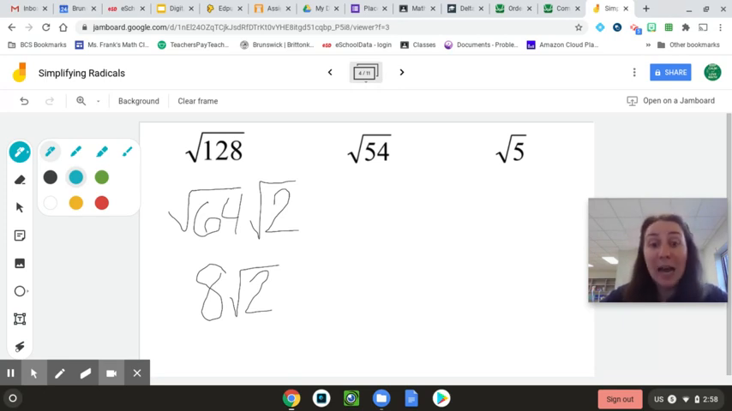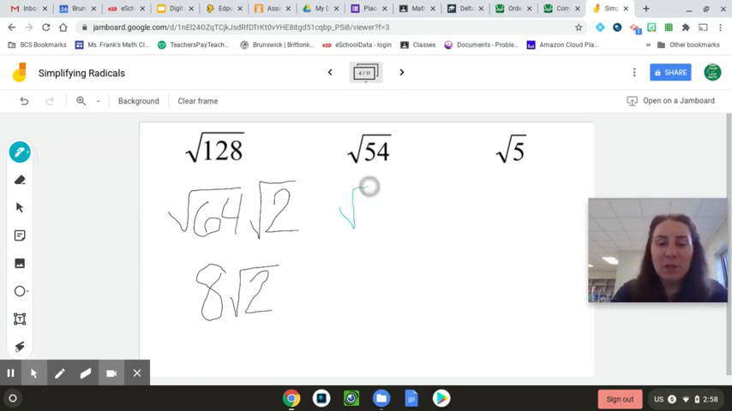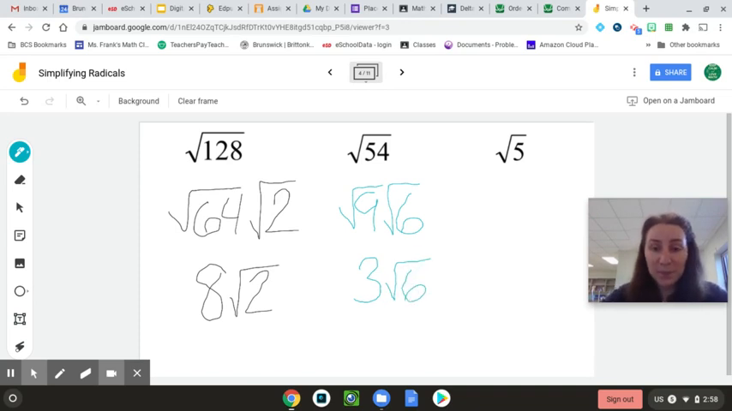So then we move on to 9. And 54 divided by 9 is a number you should know, right? We shouldn't need our calculator for that one. 54 divided by 9 is 6. So we can break this up into radical 9 times radical 6. And the square root of 9 is 3. And then we bring down the radical 6.